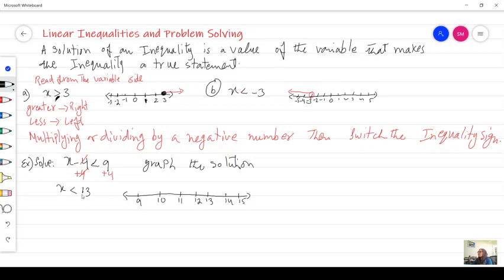Okay, now they said 13, so this is 13, and I'm going to make sure that it's an open circle because we don't have an equal there. Now I'm going to read from the variable side: x less than 13. You see the corner is less? So less means I'm going to the left. So this whole graph is going to go to the left. That's how you would graph these inequalities. Okay. Let's do another one.